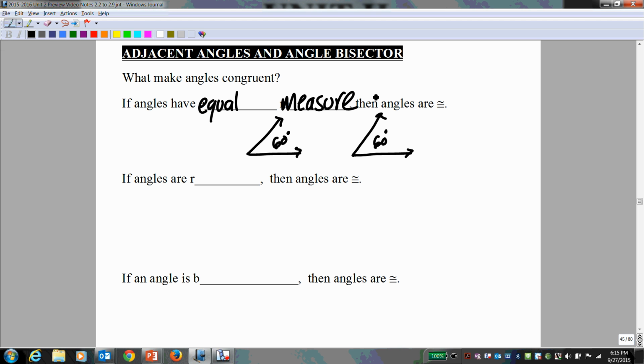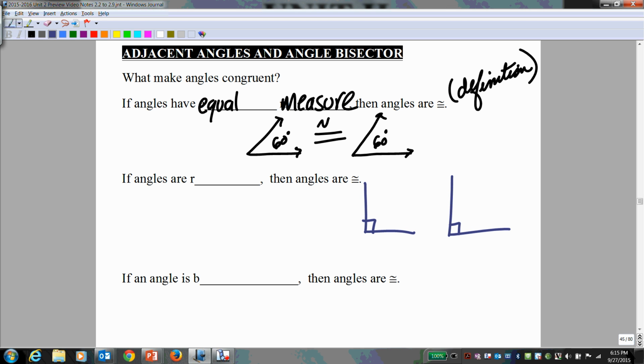So the simplest one is if angles have equal measure, then they're congruent. That's basically what we consider the definition. Just write the word definition. That is the definition of congruent angles, equal measure. If angles are right angles, of course, they're congruent because that means they're equal measure. So some of this stuff is pretty common sense.